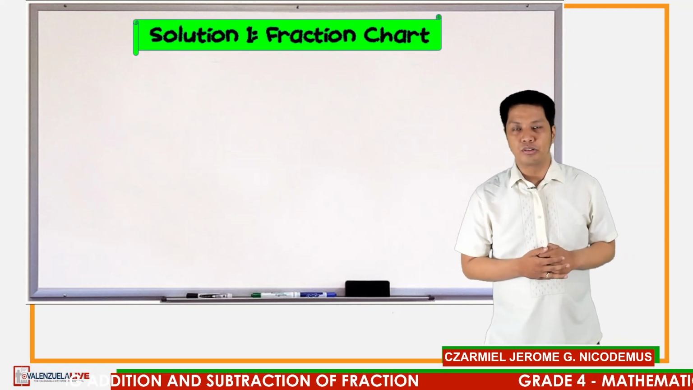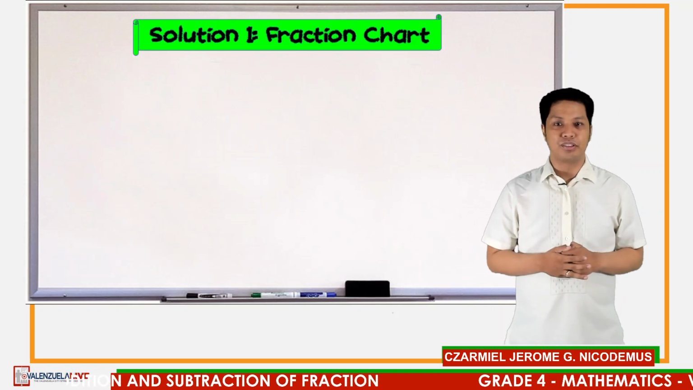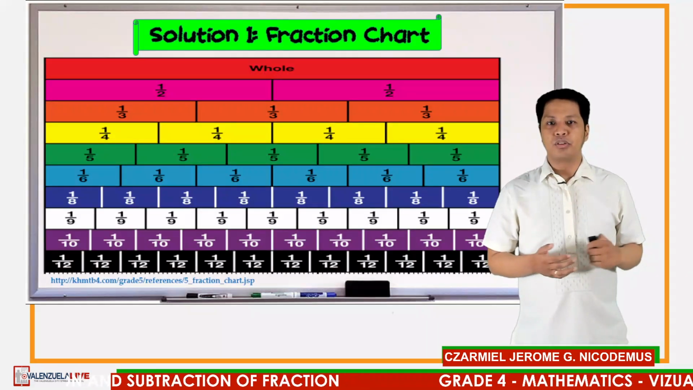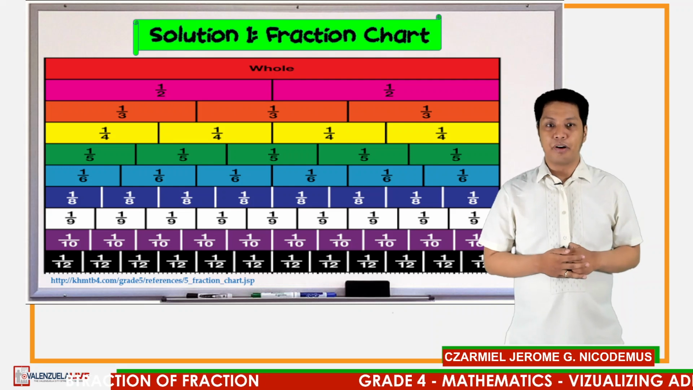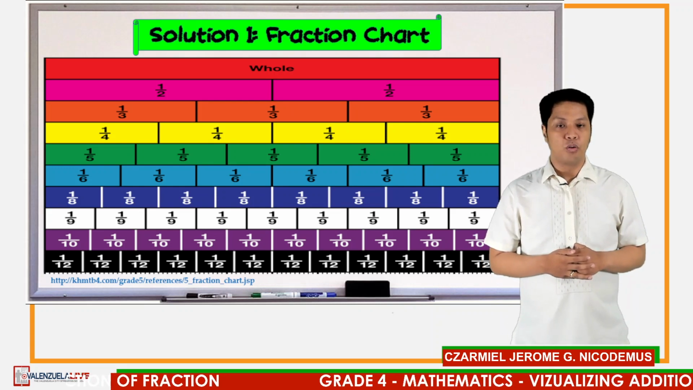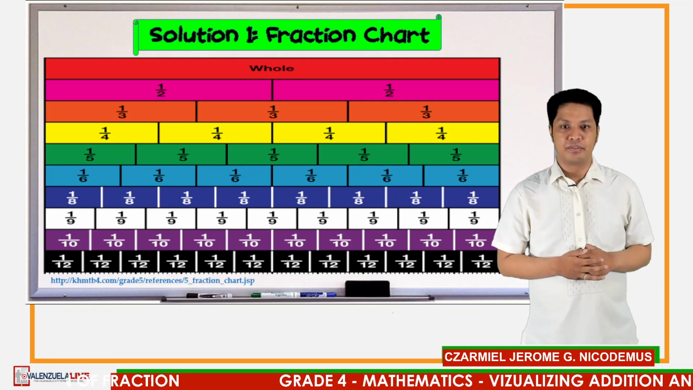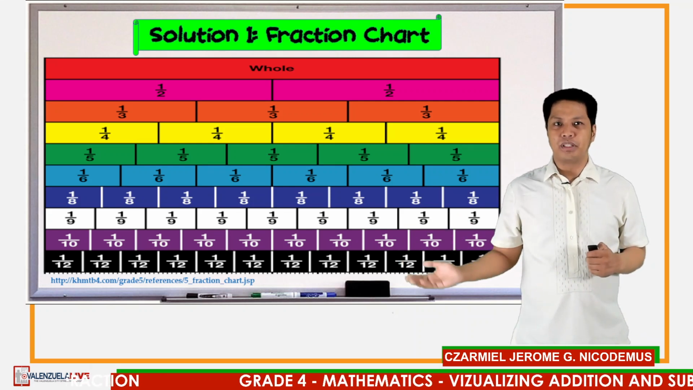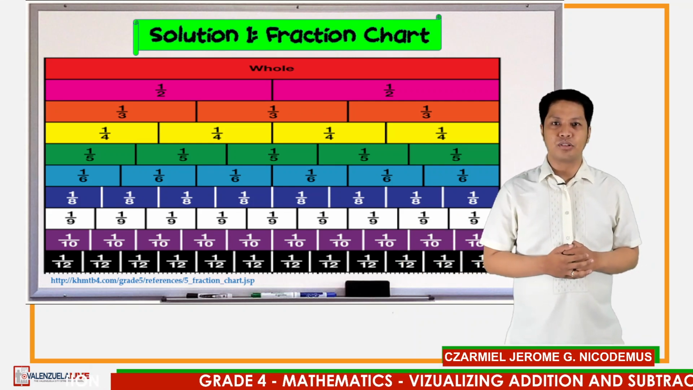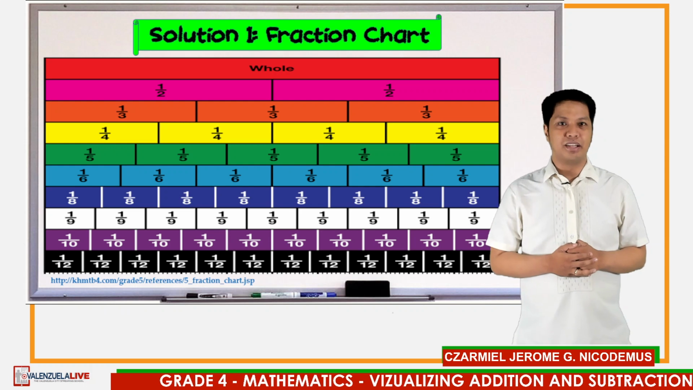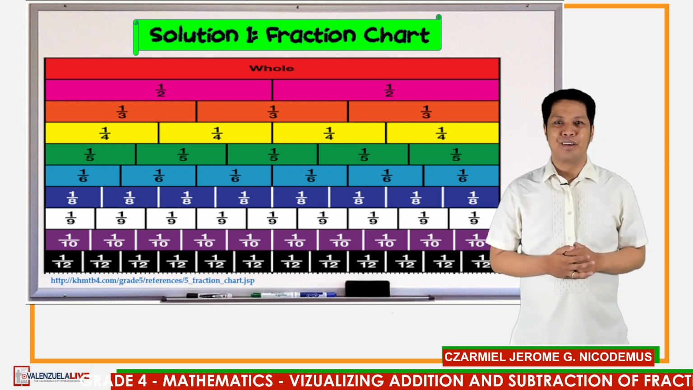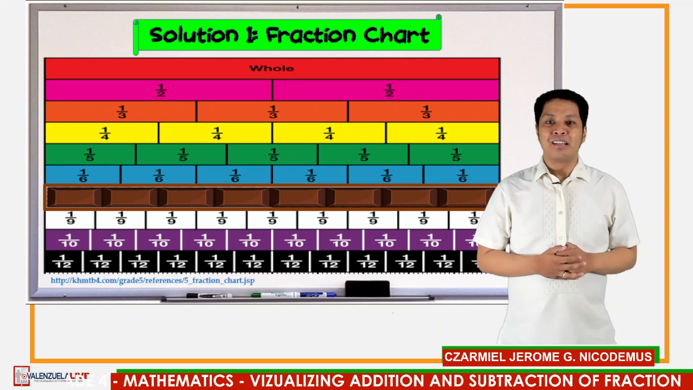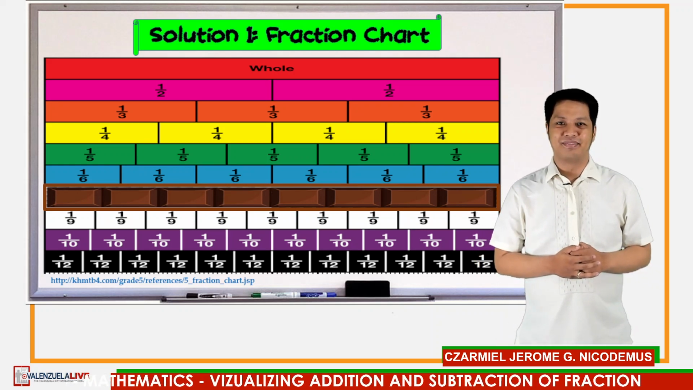So, we have our solution 1, the fraction chart. This is a fraction chart that shows us different ways to divide a whole object like the chocolate bar. Which of these strips can help us to solve 5/8 plus 3/8? Very good. We can use the strips of 1/8.